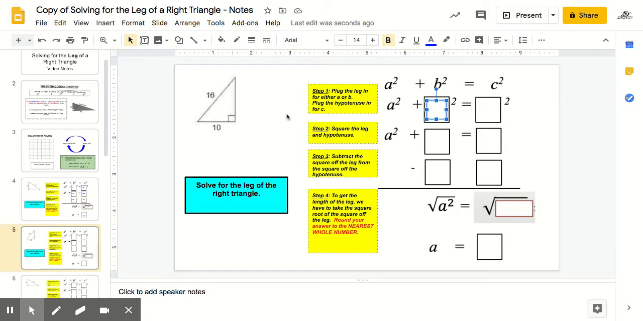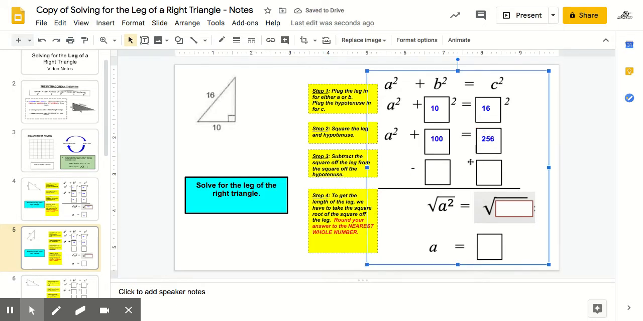Now, instead of typing in b, I'm going to type in what my other leg is equal to. My other leg is equal to 10, so I'm going to plug in 10. Then I'm going to plug in what my hypotenuse is equal to. My hypotenuse is equal to 16, so I'm going to plug in 16. Okay? Now, step 2, I got to square this leg and I got to square the hypotenuse. I bring down the a squared because I'm not doing anything with that yet. So 10 squared is equal to 100, and 16 squared is equal to 256. Okay, so I squared both my leg and my hypotenuse.